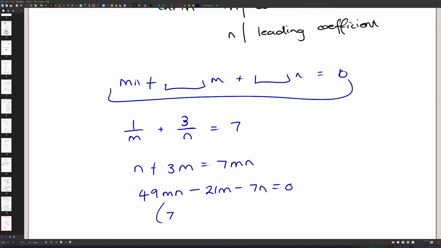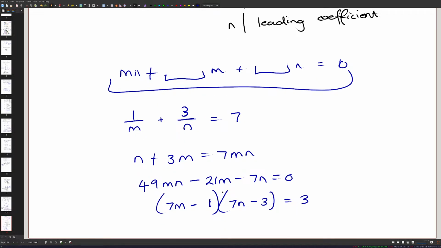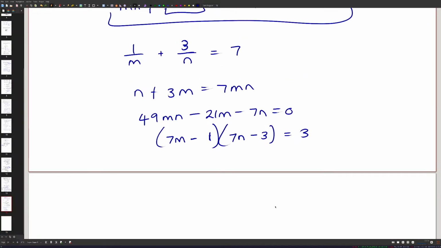And then we can factorize this as (7m minus 7, I guess. Oh no, sorry, minus 1)(7n minus 3) equals 3. This is looking like something that doesn't have solutions, but then you try all the possible factors.